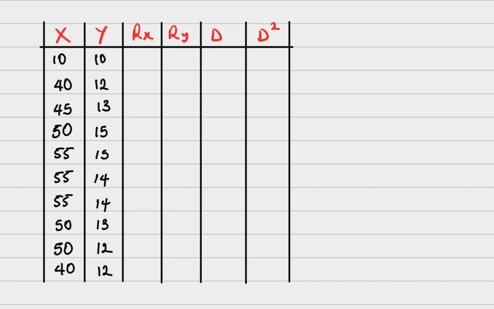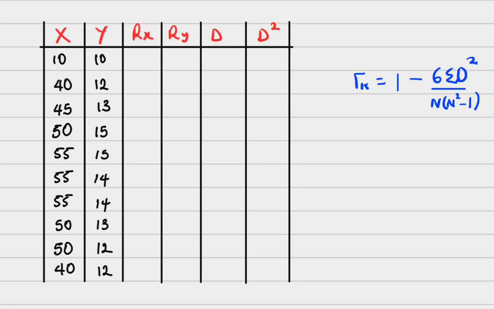Now, looking at the screen, recall that the formula r subscript k equals 1 minus 6 summation d squared all over n into n squared minus 1. I use the formula to get the table. The formula will help you know what is going to be on the table. Hence, we have the columns that we have.